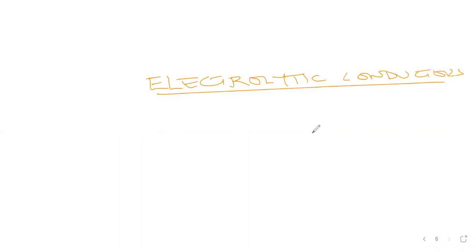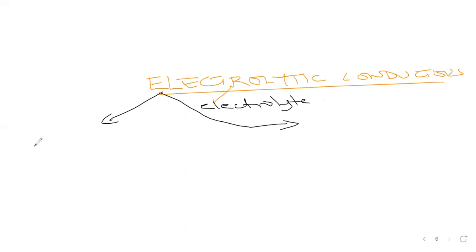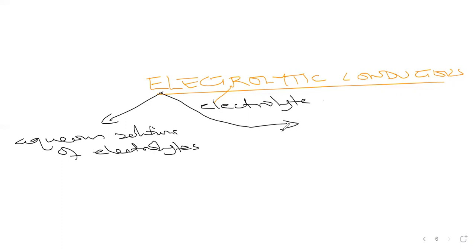Now let me proceed and see what we call the electrolytic conductors. The word electrolytic comes from the word electrolyte. All electrolytic conductors, we can classify them into two: aqueous solutions of electrolytes, or molten electrolytes.